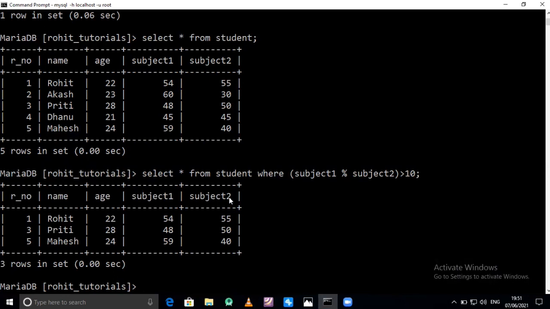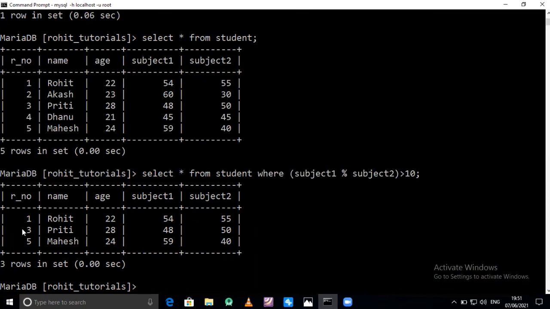So we are getting this information, subject 1 modulus subject 2 which is greater than 10. So 54 modulus 55, we are getting the value 54, so which is greater than 10. 48 modulus 50, we are getting the value 48 which is greater than 10. Next is 59 modulus 40, we are getting the value 19 which is greater than 10.